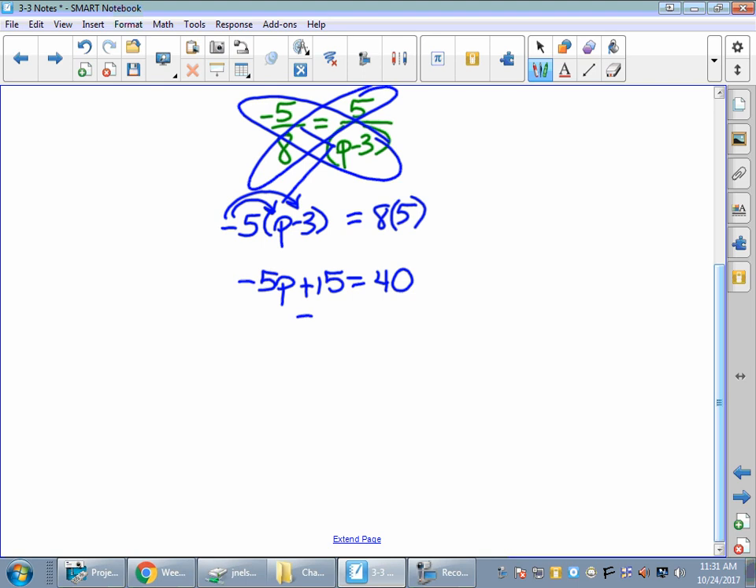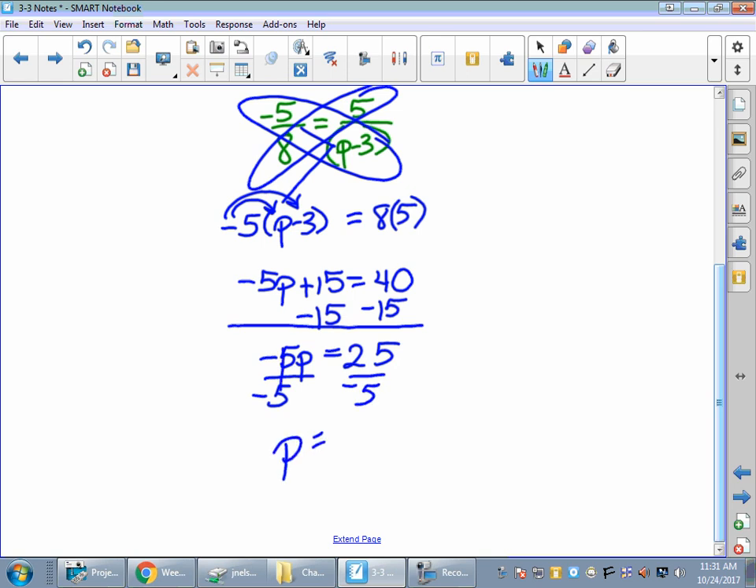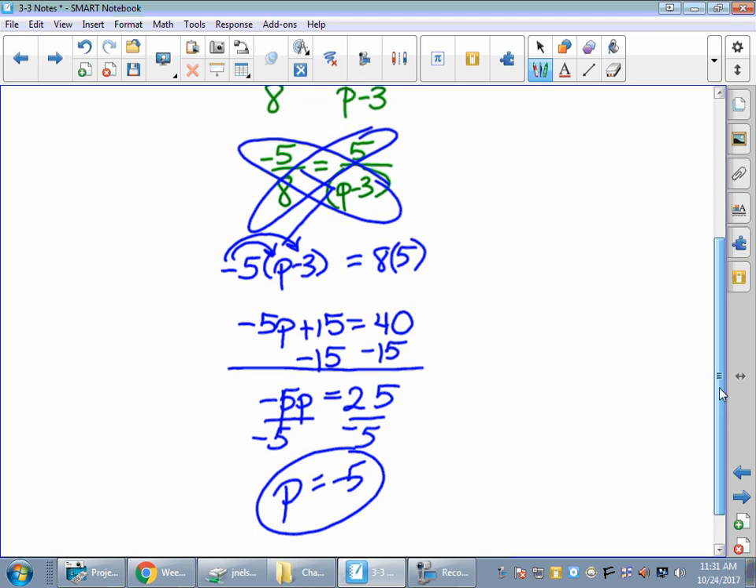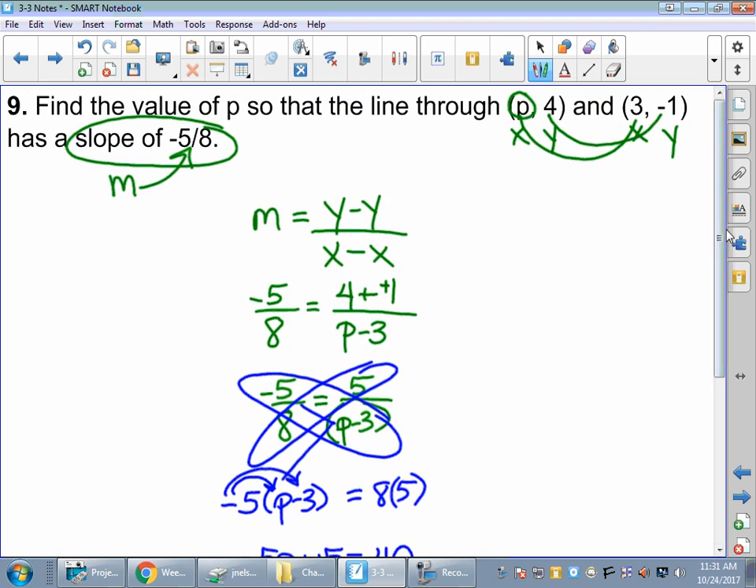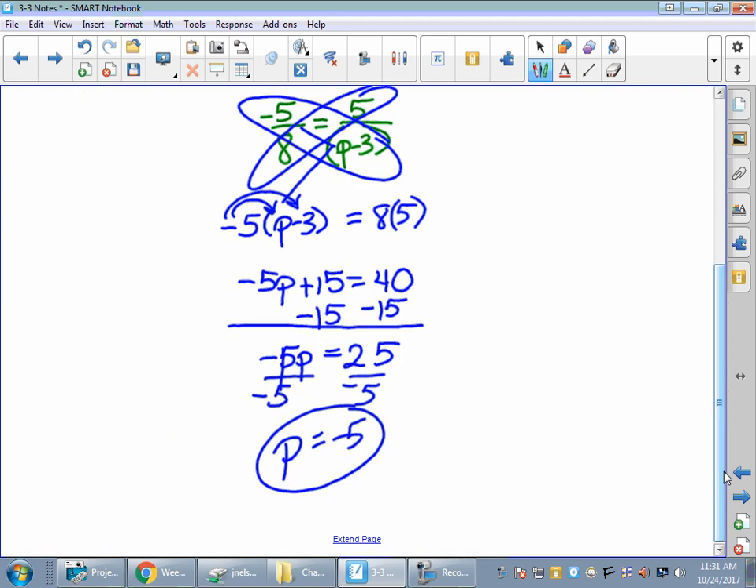And then just solve. Subtract 15 from both sides. Negative 5p is equal to 25. Divide by negative 5, divide by negative 5. P is equal to -5. So what we were looking for was the x-coordinate of this other point. If I had a -5/8 slope, that point must have been -5.